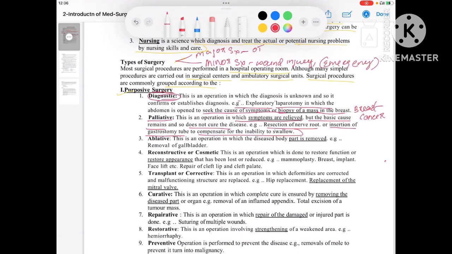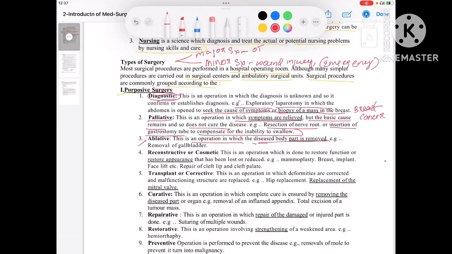The next one is ablative. Ablative means this is an operation in which the diseased part is removed. Ablative means a part is removed. The meaning is removed.